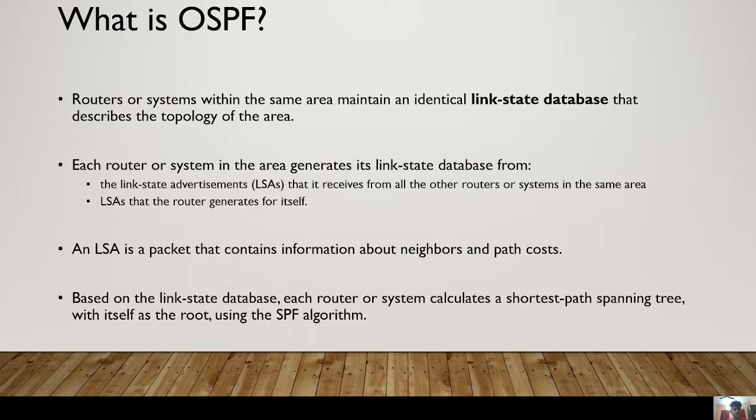The routers or systems within the same area maintain an identical link state database that describes the topology of the area. That is, each and every router or system present within the same area maintains a similar kind of link state database. Now, the link state database is generated from the link state advertisement. It can be one the router generates for itself, or one that is received from other routers or systems in the same area.